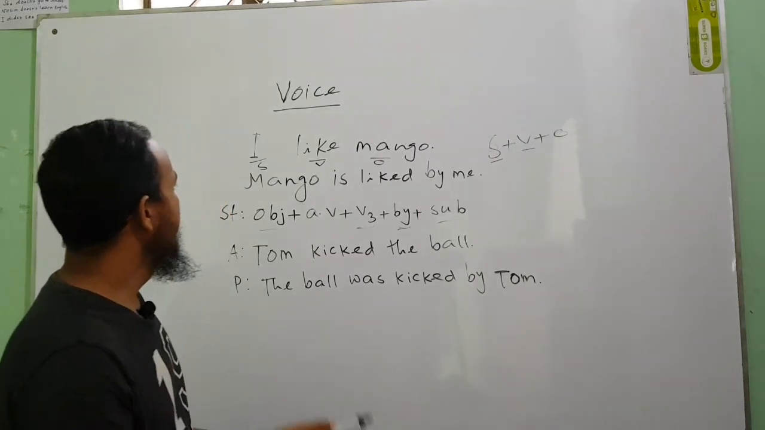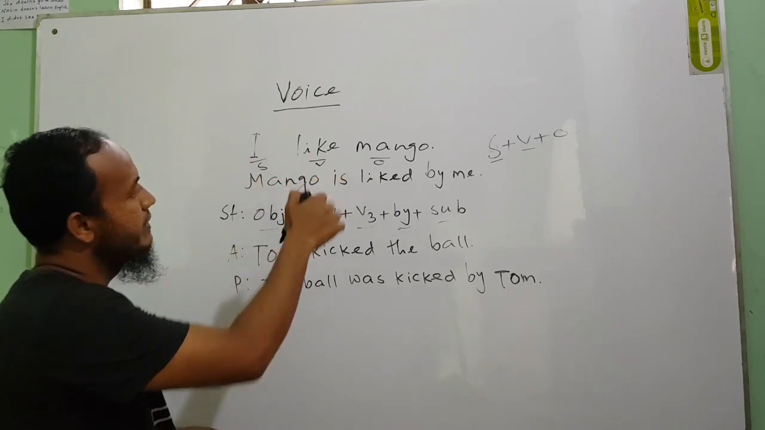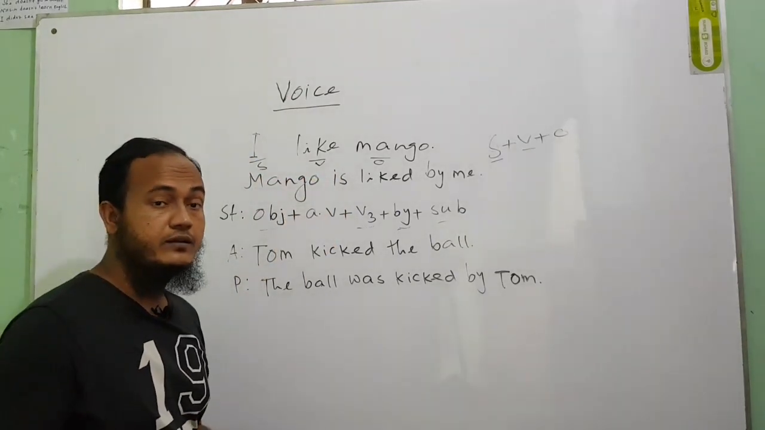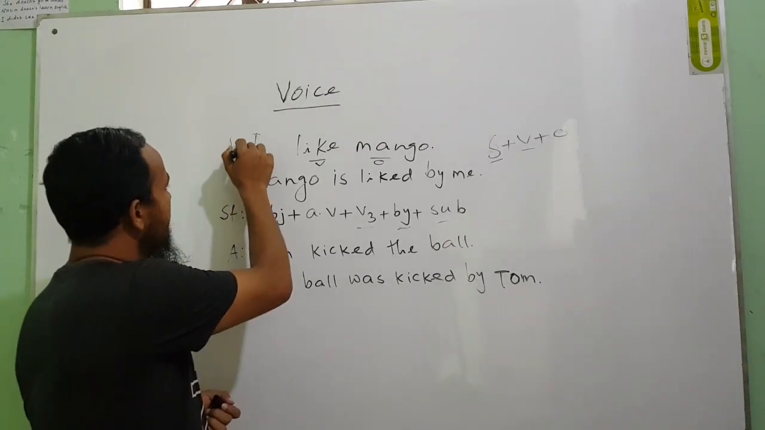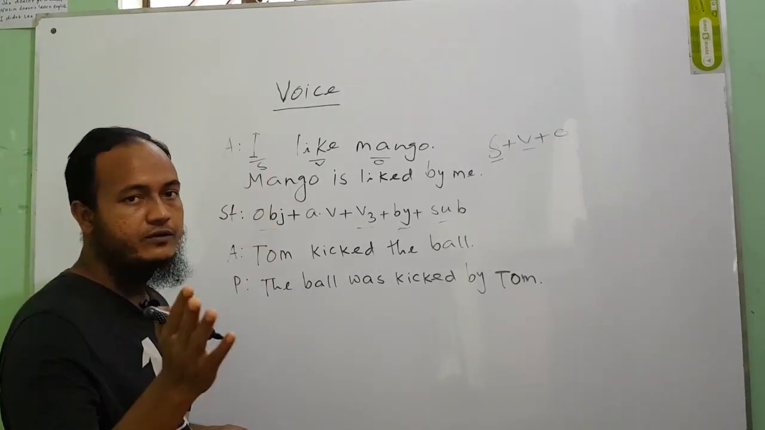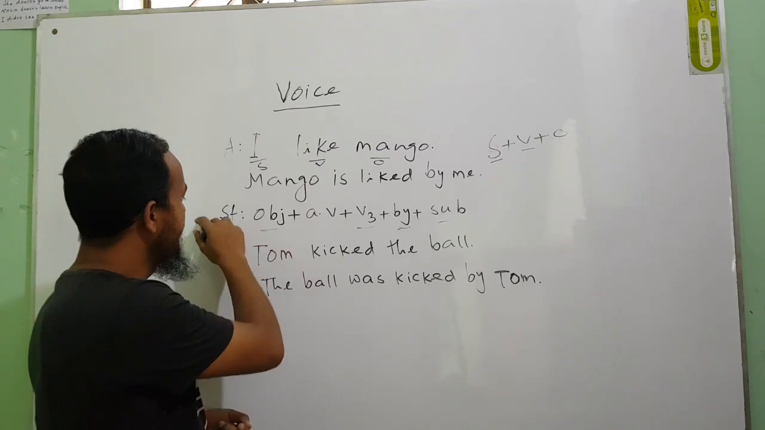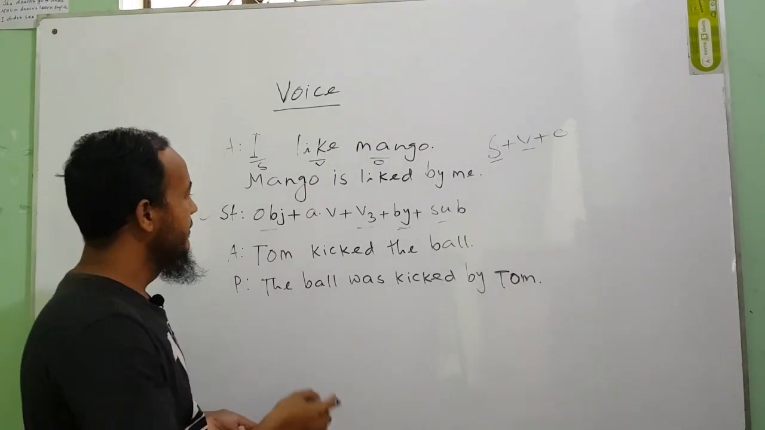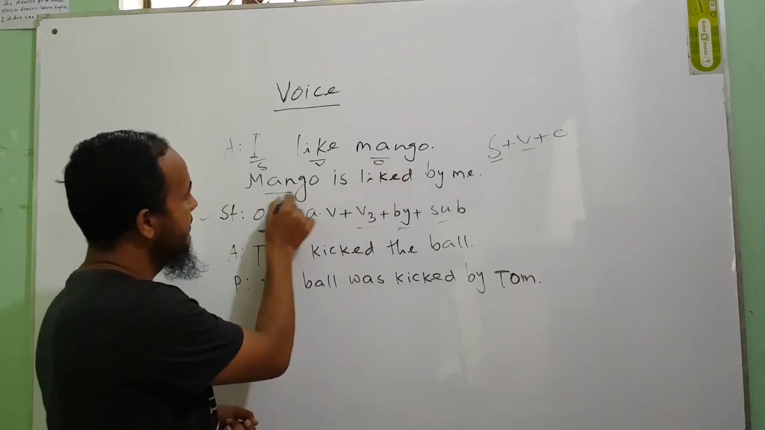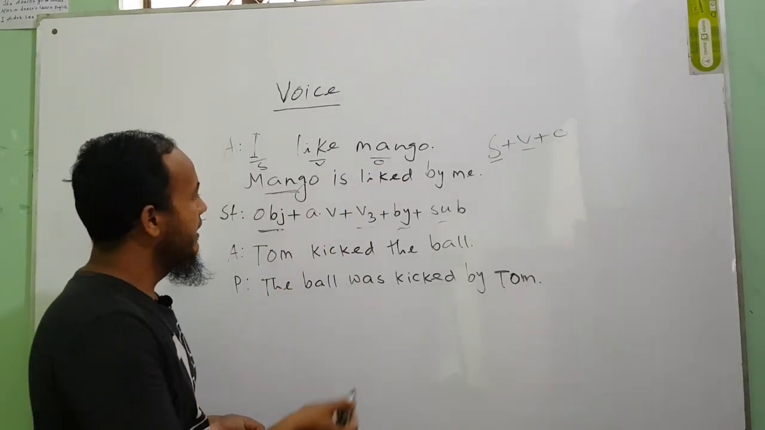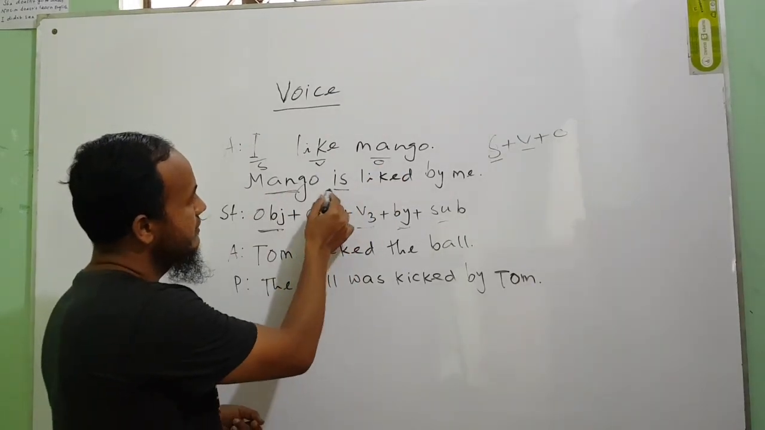Okay, so in the first example, I like mango. So this is an active voice, right? So if I want to change this active voice into passive, I have to follow the structure of passive voice. Okay, so at first I have to take the object. So what is the object here? Mango. So I have written mango here. Okay, and then auxiliary verb. So what is the auxiliary verb here?